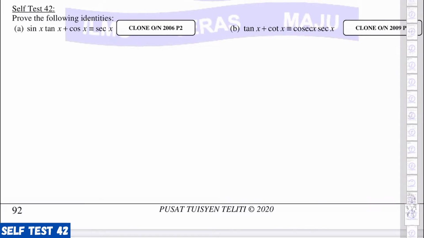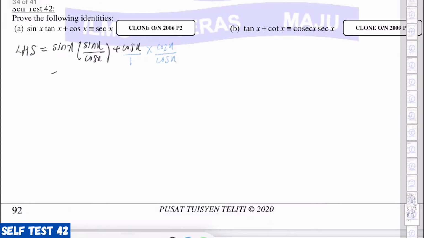Okay, let's move on to self-test. In this self-test, we start from the left, because the left hand side has more terms. My tangent is sine over cos. Okay, and we'll just keep the cos x here. Now again, you notice that I need to multiply top and bottom here with cos, because my denominator over here is a single cos. So I multiply top and bottom by cos.